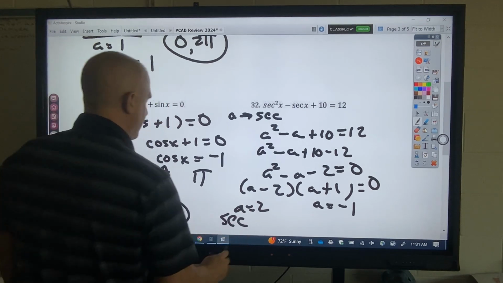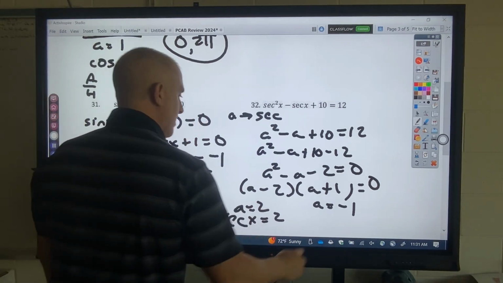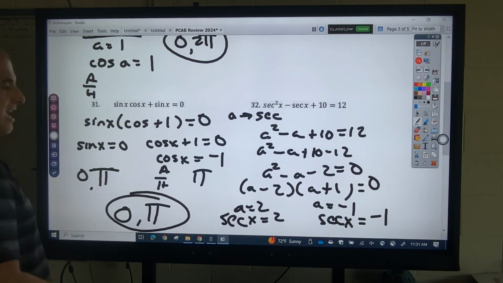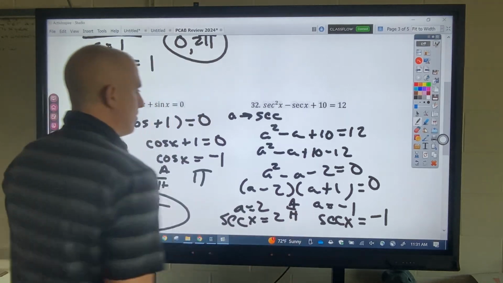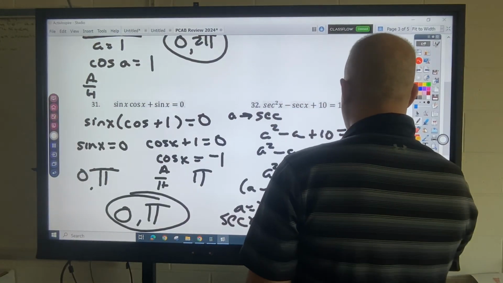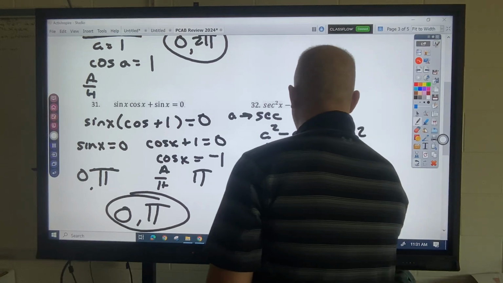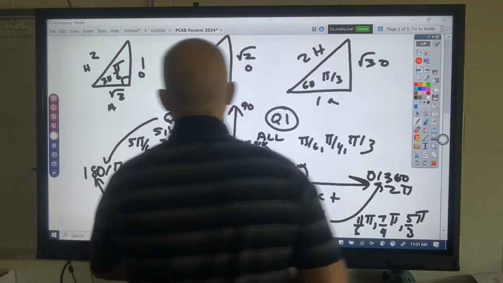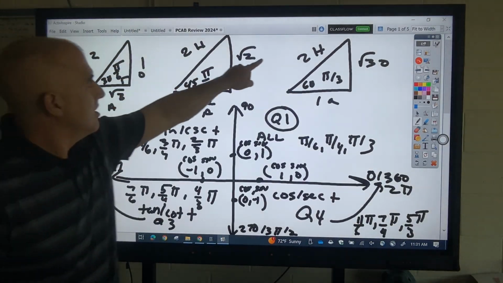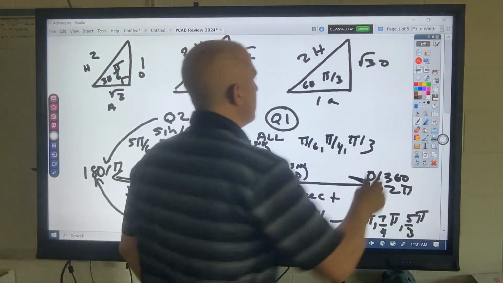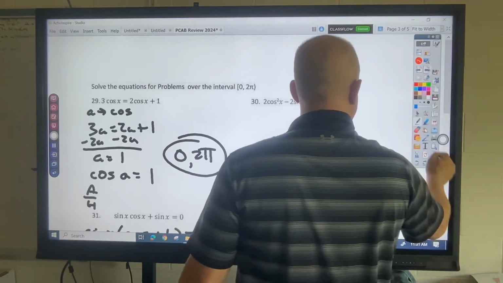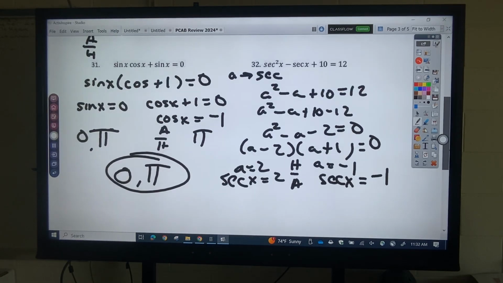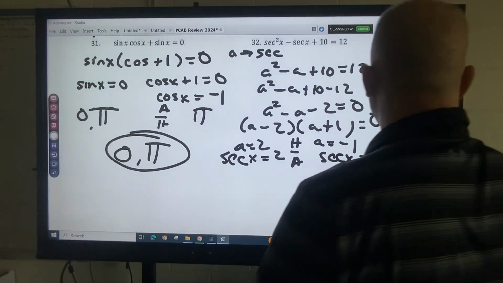Bring back secant. Secant of x equals 2. Secant of x equaling negative 1. Okay? So if you look at your triangles, what triangle, if you go back and look at it, I'm sorry, not A over H, H over A would give you 2. H over A, boom, would give me 2. So that's going to be the pi over 3 triangle. Okay, that'll give me the pi over 3.